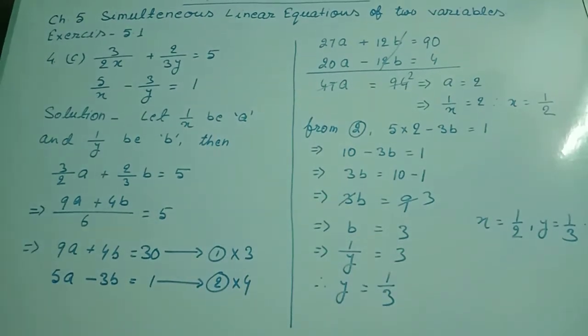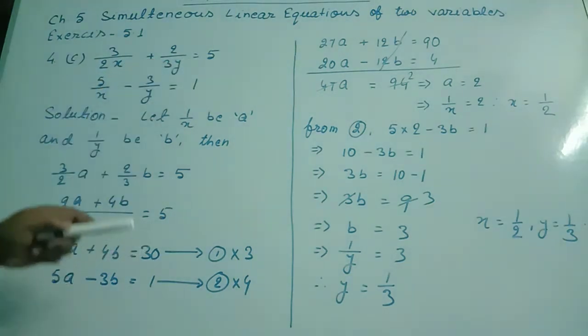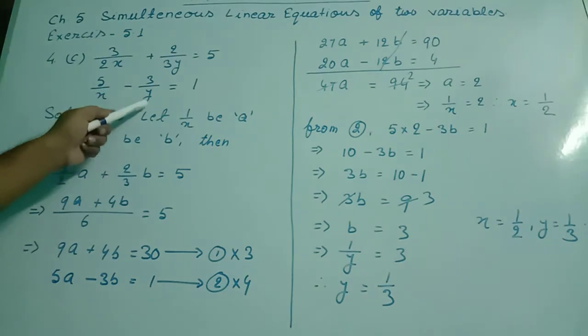Dear students of class 9B, we are solving chapter 5, simultaneous linear equations of two variables, exercise 5.1, question number 4C. The simultaneous equations are 3 by 2x plus 2 by 3y equal to 5 and 5 by x minus 3 by y equal to 1.